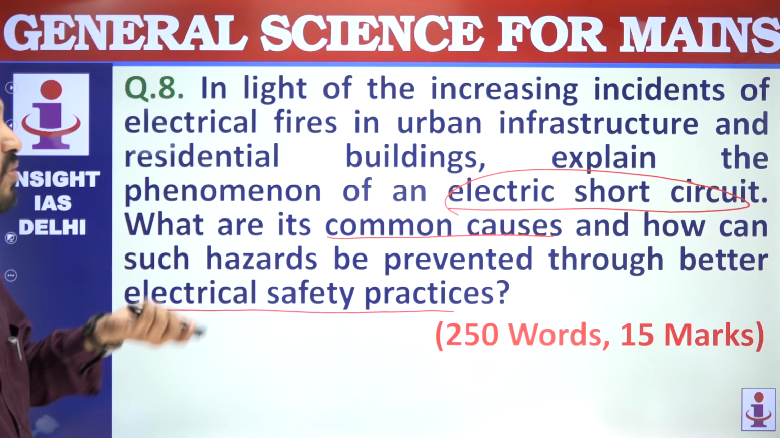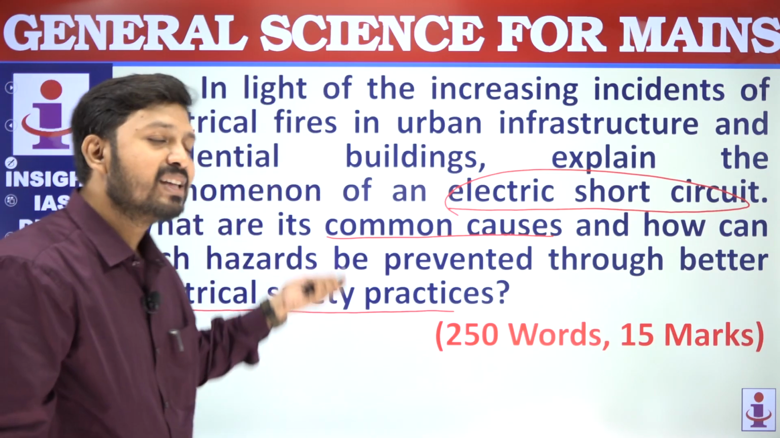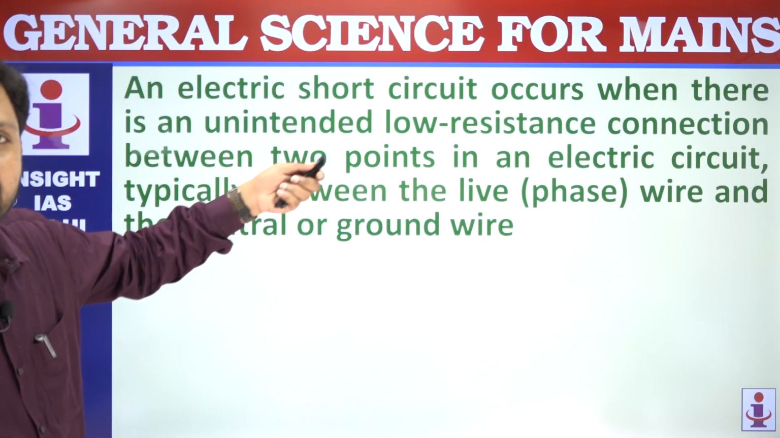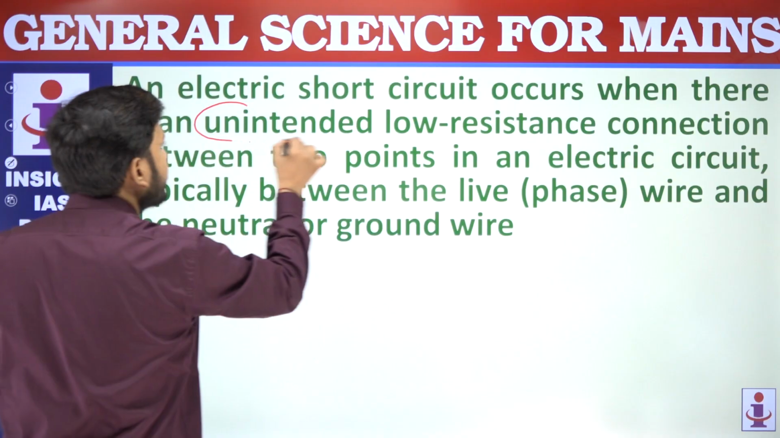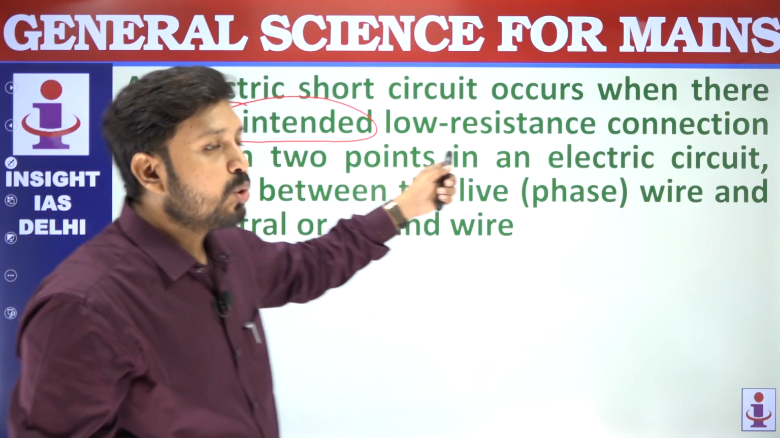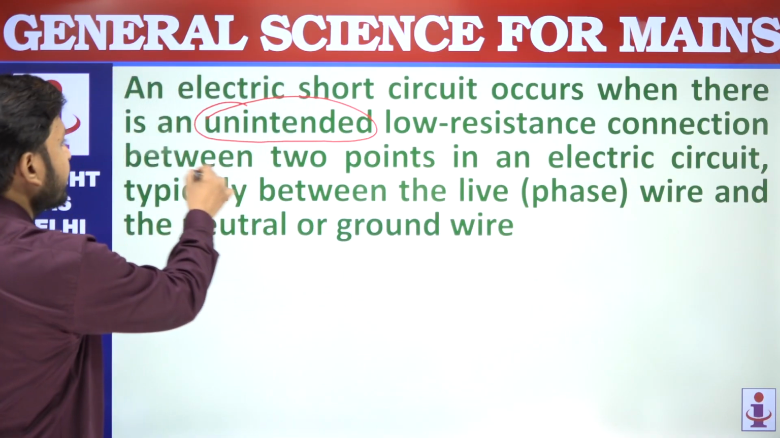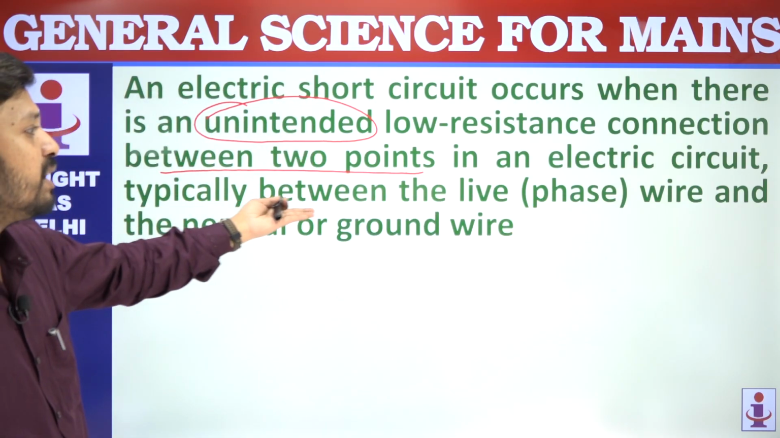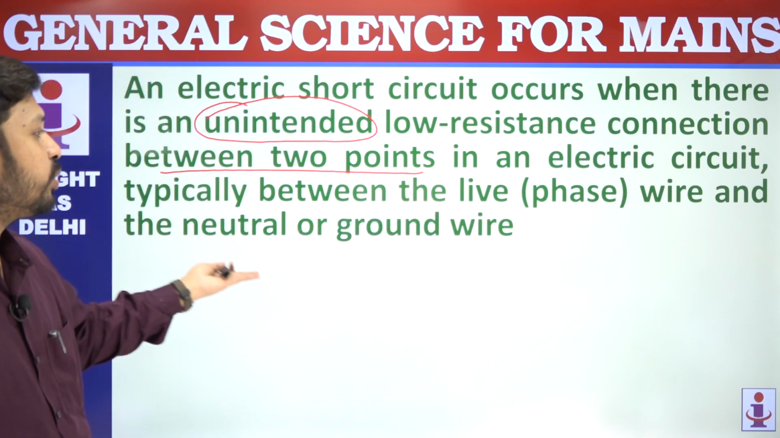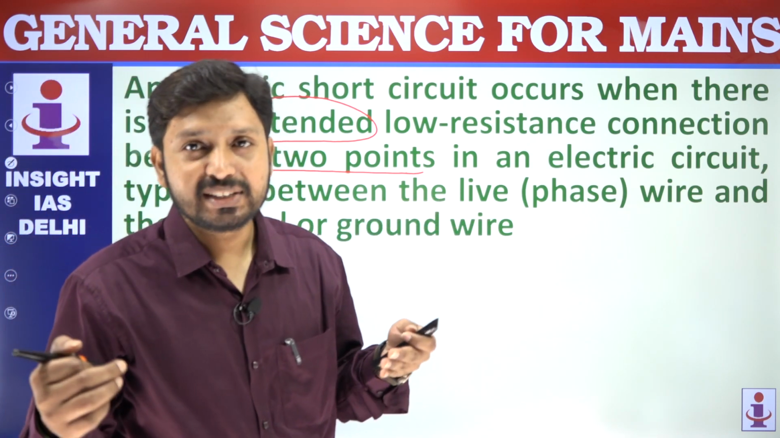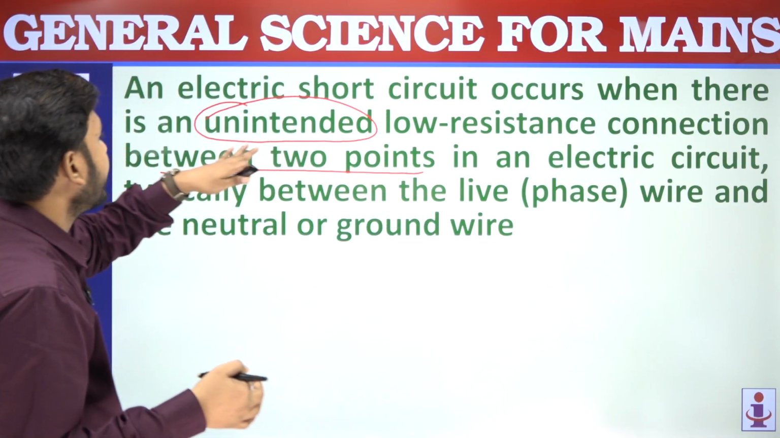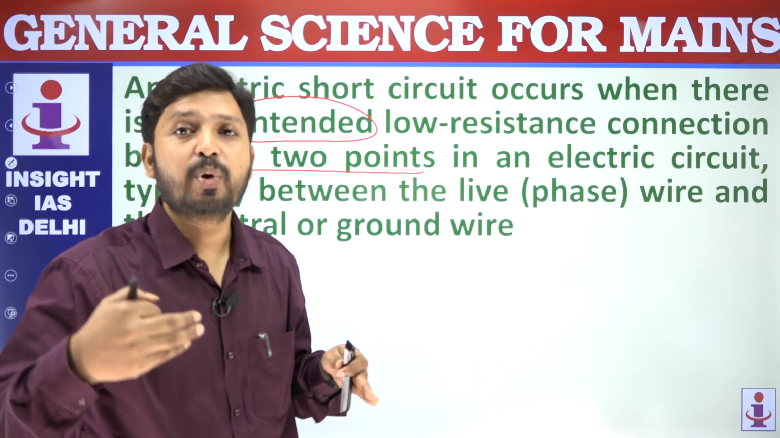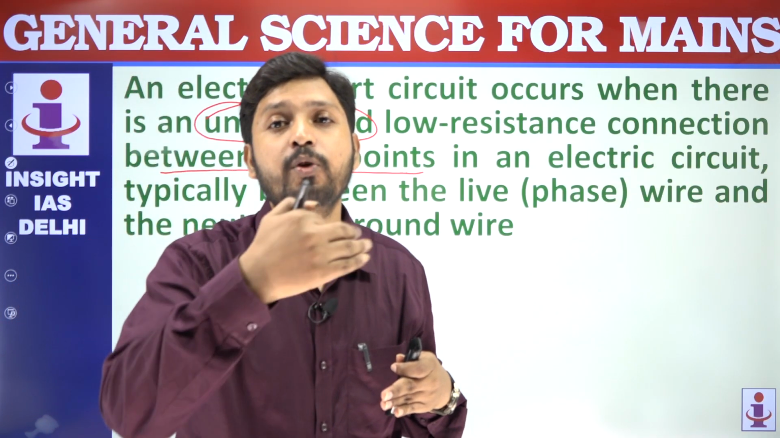Okay, so first we'll see what an electric short circuit is, then we'll address the other subparts asked in the question. An electric short circuit occurs when there is an unintended low resistance connection between 2 points in an electric circuit, typically between the live wire and the neutral or the ground wire. When there is an unintended low resistance connection between these 2 points, at that point of time there is a huge surge of flow of electricity.